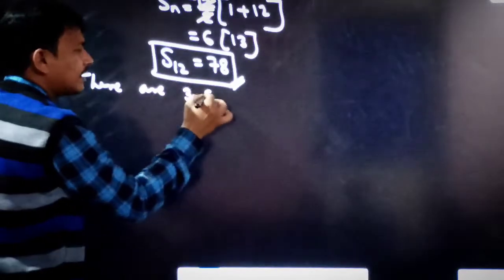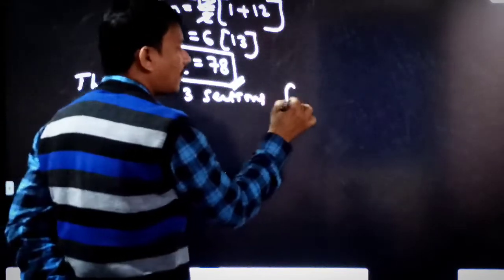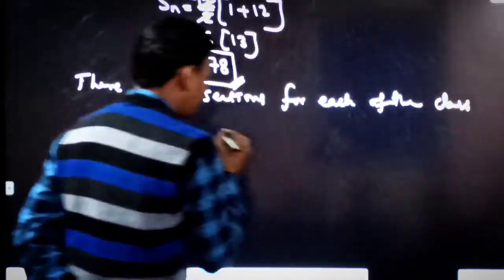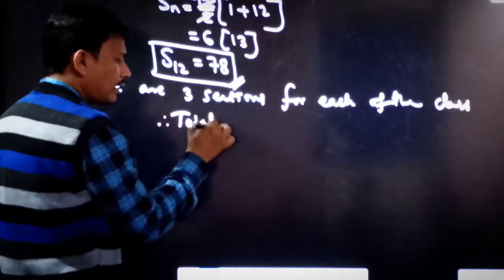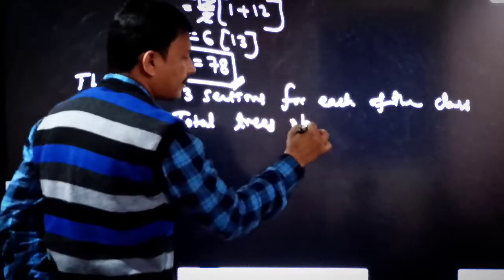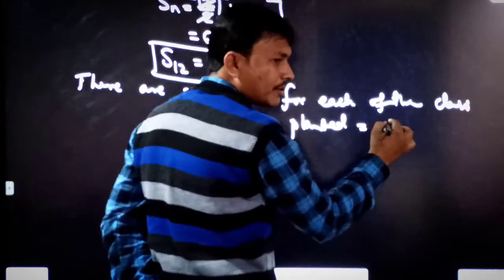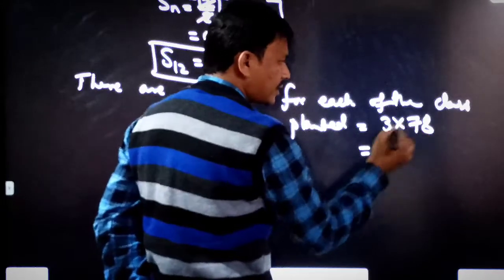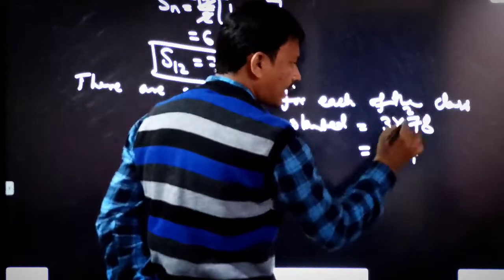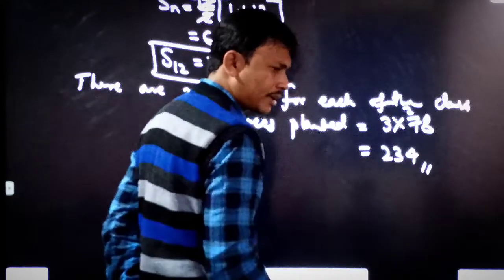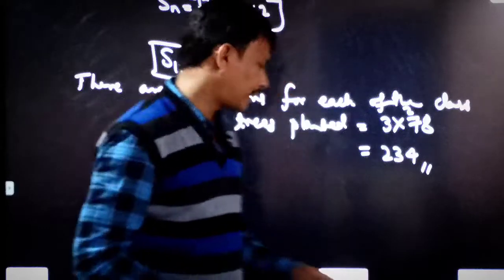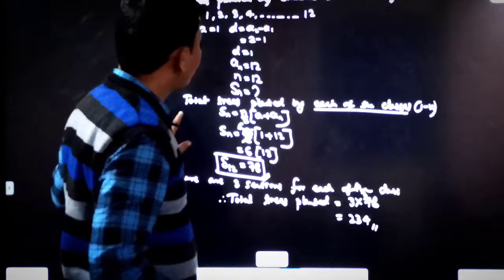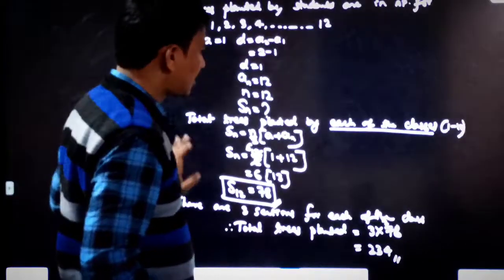There are 3 sections for each of the class. Therefore, total trees planted is equal to 3 into 78. This is equal to 234 trees. There are total 234 trees that can be planted by the students from the class 1 to 12, each having 3 sections.